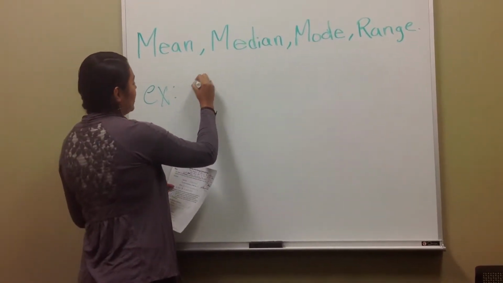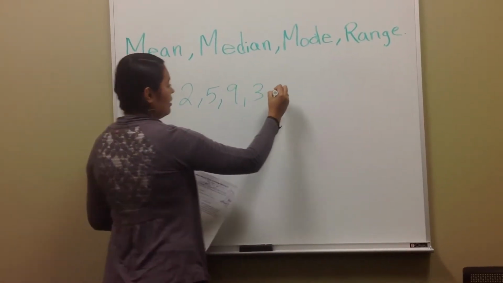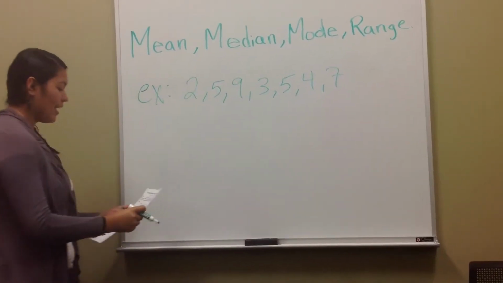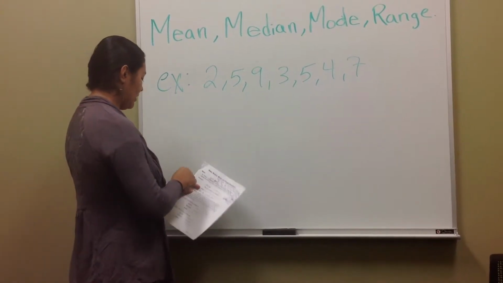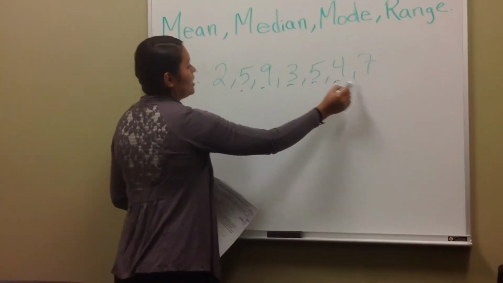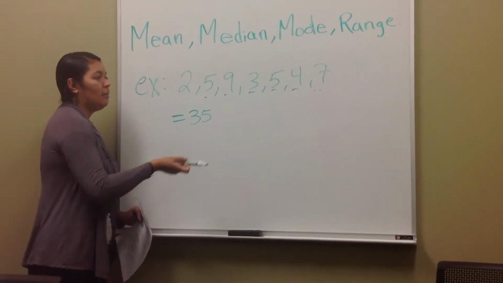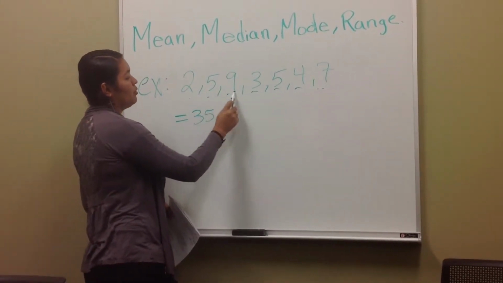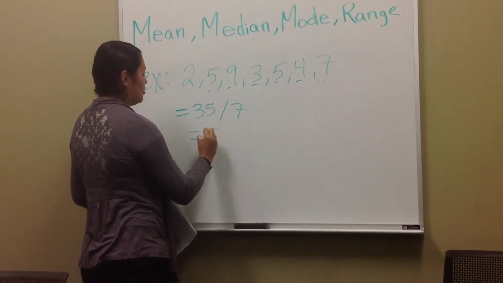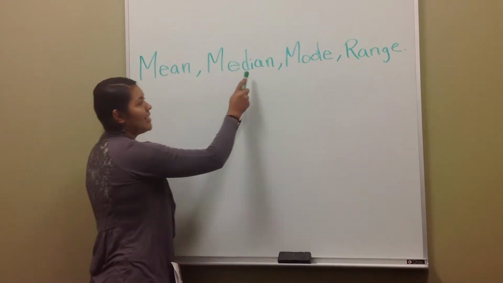this is your numbers on the data line: 2, 5, 9, 3, 5, 4, and 7. Like I said, you're going to find the mean by adding all the numbers. You're going to add all these numbers, that is equal to 35, and then you're going to divide it by the number of places. 1, 2, 3, 4, 5, 6, 7. 35 divided by 7 equals 5. Here is your mean.